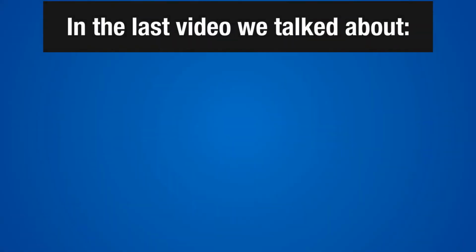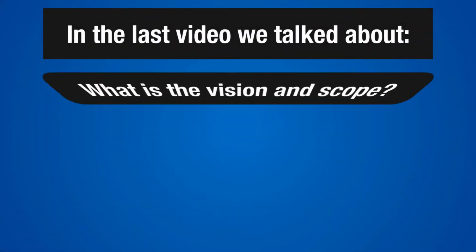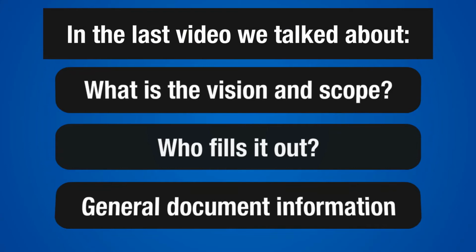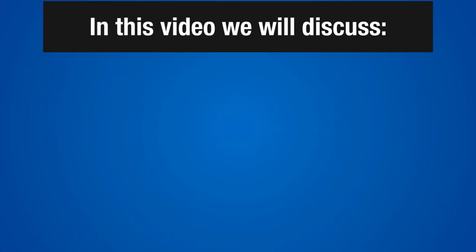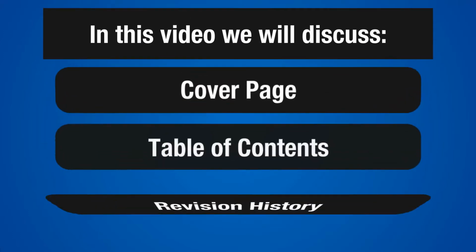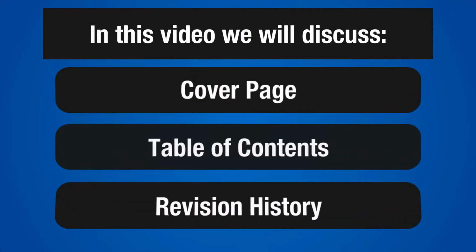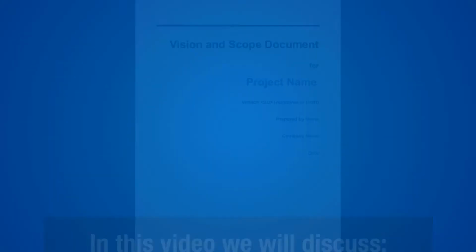In our last video, we talked about what the vision and scope document is, whose responsibility it is to fill it out, and some general information about the document. In this video, we're going to look at the cover page, the table of contents, and the revision history.